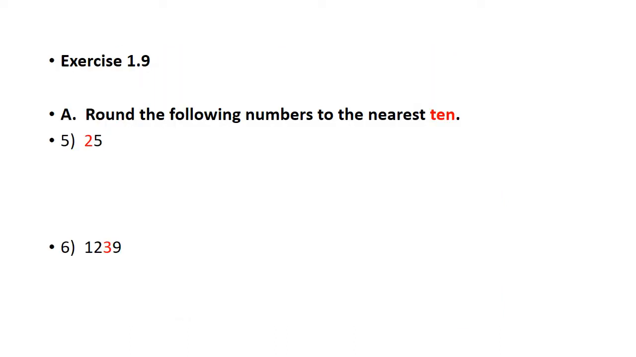This question is from your textbook. You have to round off the number to tens place. It is 25. What you have to do first? You have to identify the digit at tens place. It is 2. Now you have to observe the next digit.